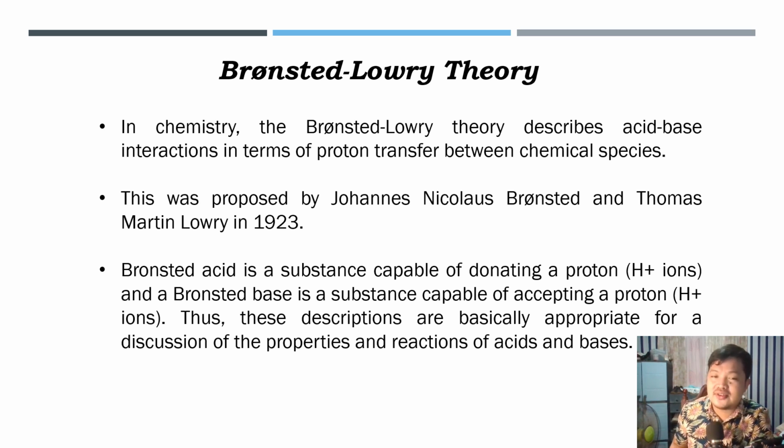So let's move on. Ito yung sunod. This was proposed by Johannes Nicolaus Bronsted and Thomas Martin Lowry in 1923. So a Bronsted acid is a substance capable of donating a proton. So take note of that. Pag sinabing Bronsted acid, nagdodonate siya ng proton, and in this case, it's always the H plus ions. And a Bronsted base is a substance capable of accepting a proton or the H plus ions. So thus, these descriptions are basically appropriate for a discussion on the properties and reactions of acids and bases. So you will know later na yung tinutukoy ditong proton is only the H plus ion. So let's continue.